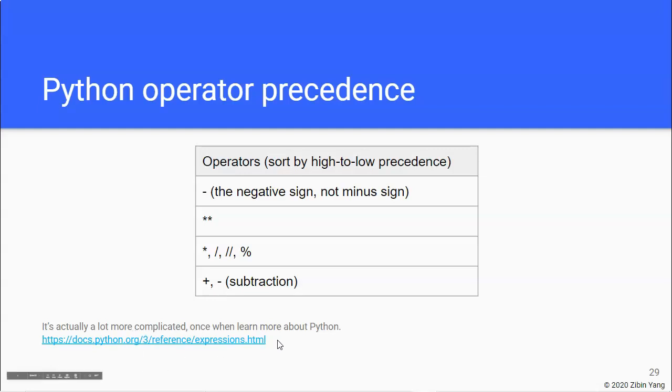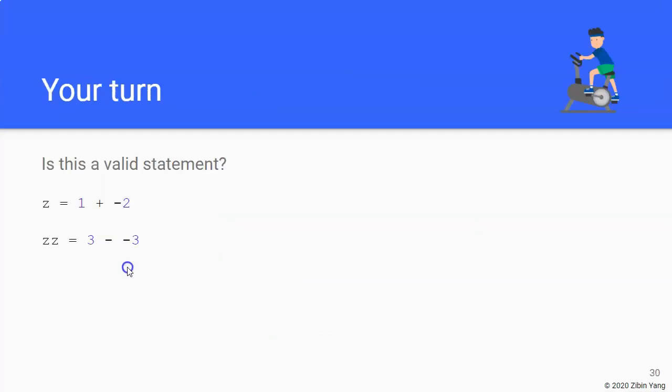And if you want a more complete picture of operator precedence, here is a link directly to the Python 3 reference website, where you can get a lot more detail. To give you a bit of exercise regarding the hyphen, which takes on double roles, it can be a negative sign and can also mean the subtraction operator. Here are a couple of expressions. Take a look at them, see if they are valid expressions or statements, and if they are, what they should evaluate to. So pause the video and think about it.